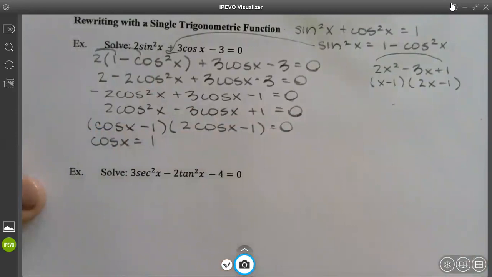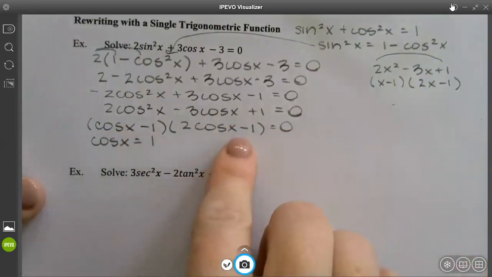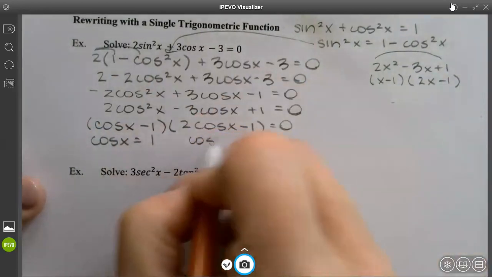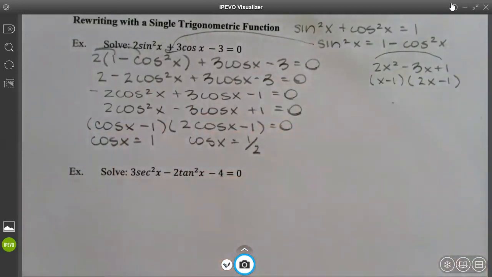On the second one, how would we solve it? Add 1, divide by 2. So cosine x, you said add 1, divide by 2. Cosine is which coordinate? Tell me where the x coordinate is 1.